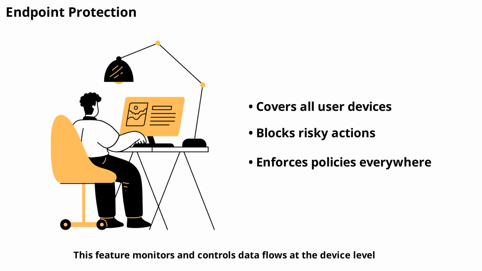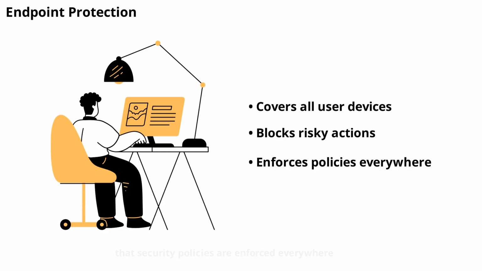Endpoint protection extends DLP coverage to all devices that access invoice data, including desktops, laptops, and mobile devices. This feature monitors and controls data flows at the device level, blocking risky actions and ensuring that security policies are enforced everywhere. Endpoint protection is essential for preventing data loss through compromised or unprotected devices.